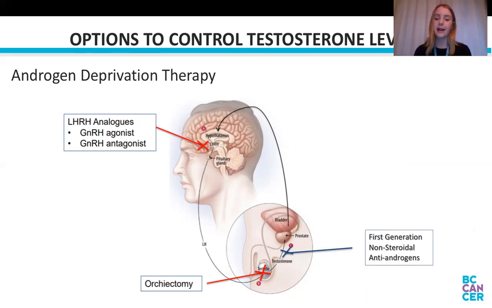Now we also have, at the bottom, you can see the first generation non-steroidal anti-androgens. These stop cancer cells from using testosterone. Your doctor may prescribe an anti-androgen if you are receiving an LHRH agonist to stop your body from responding to that testosterone flare. And the anti-androgen is usually taken 10 to 14 days before your first injection. They can also be used for a type of therapy called maximum androgen blockade, which is used for patients with typically more aggressive disease.